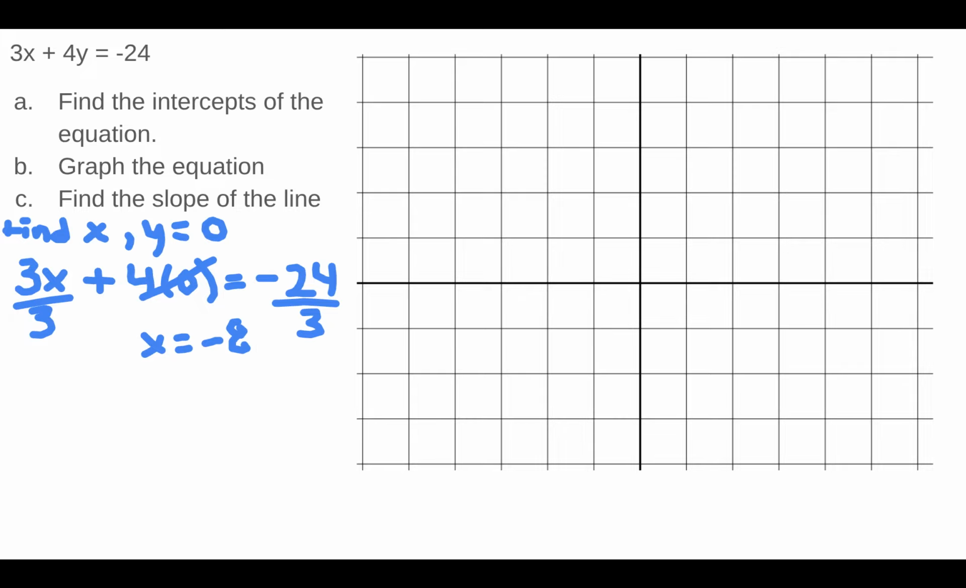So that tells us, and with this grid here, let's go by 2's. So if this first part was negative 2, negative 4, negative 6, negative 8, let's plot that intercept. So that's our first point, negative 8 and 0.